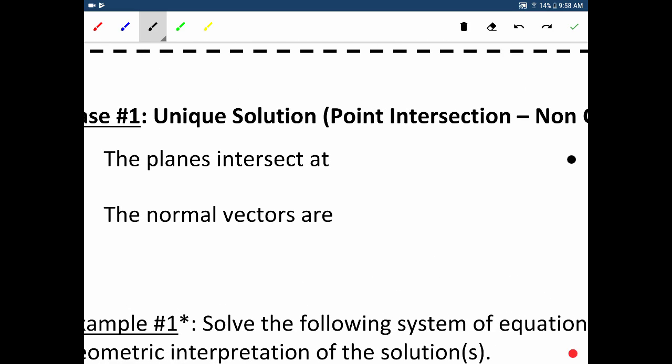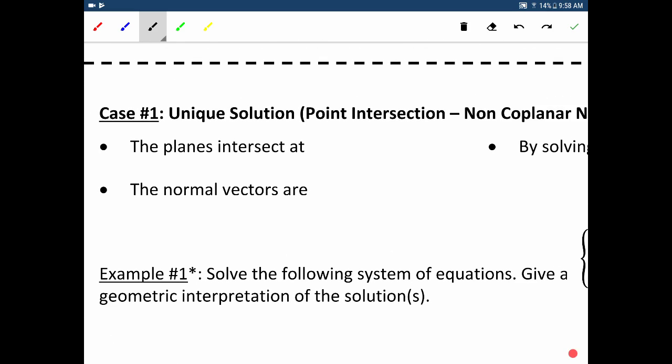First of all, the unique solution. This is where they intersect at a single point. The vectors in this case would not be coplanar. In other words, you cannot create a plane using the normals to these planes. It would not create a two-dimensional space. So not coplanar.